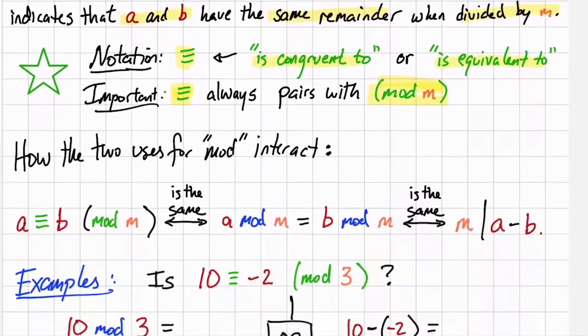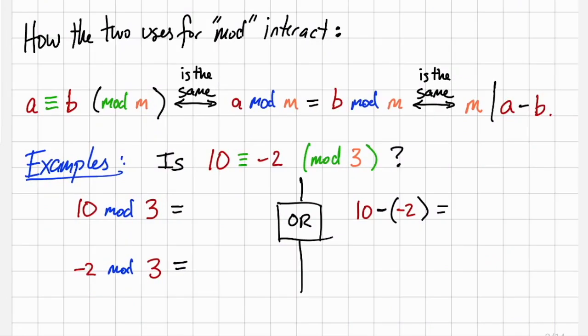So how are those two notations related? What we said is that a is congruent to b mod m is the same as a mod m is equal to b mod m. Notice that in the first expression this is an equivalent sign, whereas in the second equation this is actually an equal sign. These two numbers are equal. A third equivalent expression is that m divides a minus b.